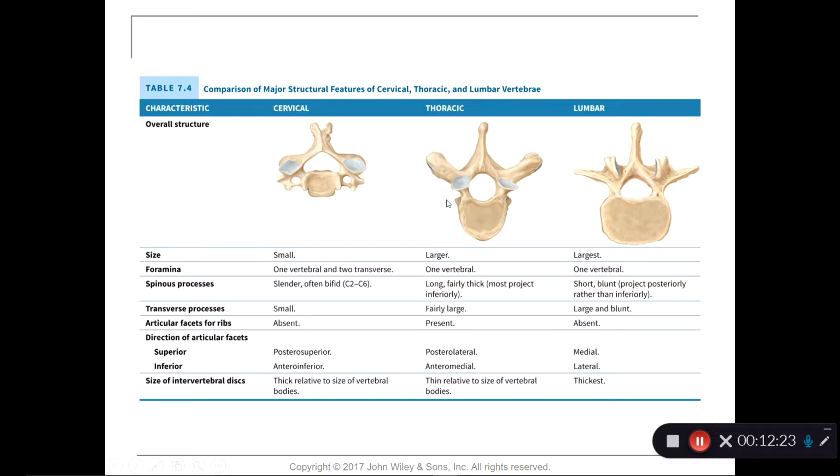It's a medium size, but on the lumbar you get the very, very large vertebral body going on here. It is the strongest bone. It's nice, wide, and thick to deal with the pressures that it's going to see.